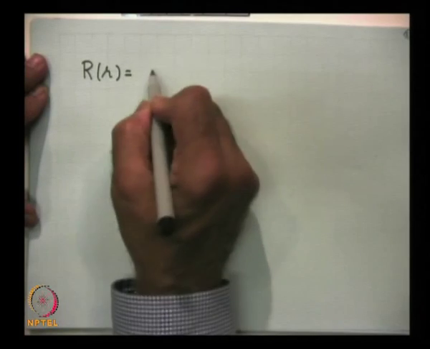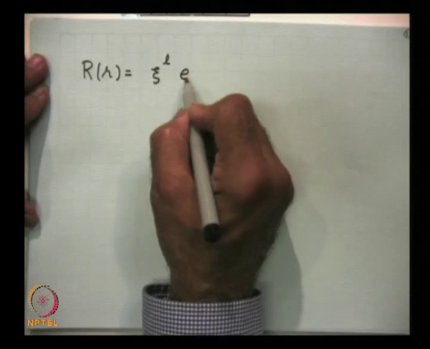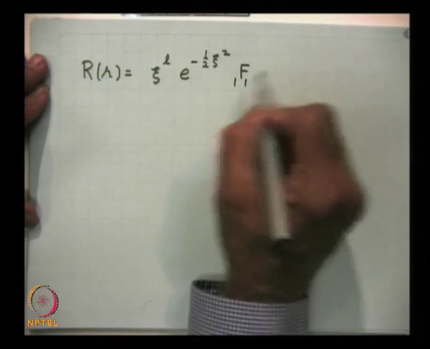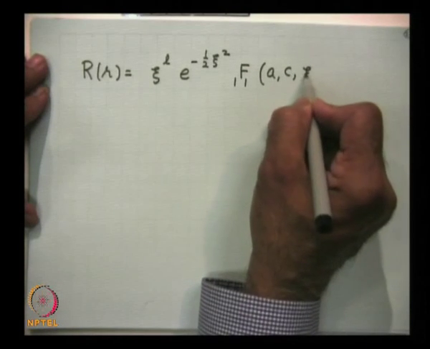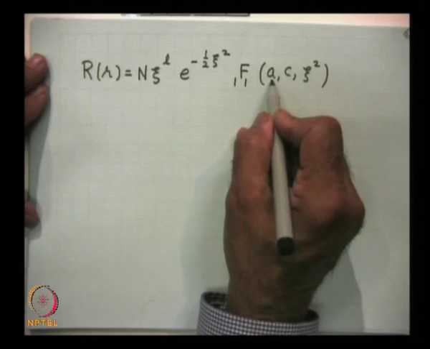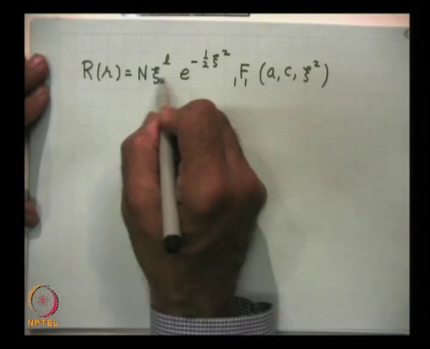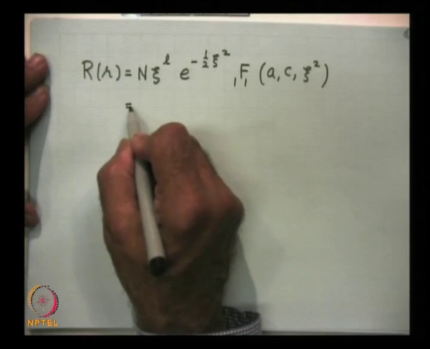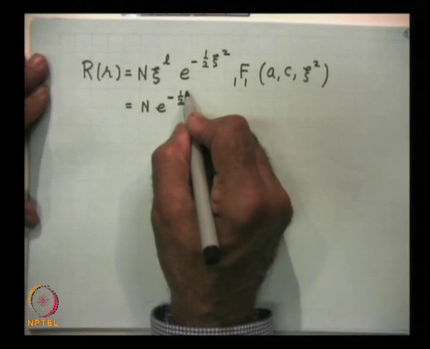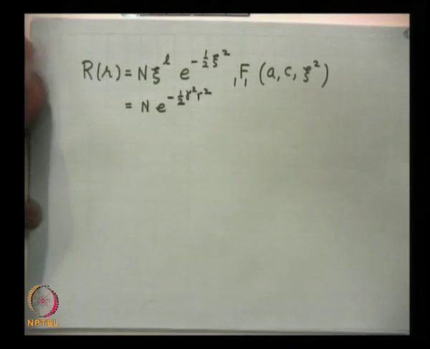So, I write this down once again. R of r will be xi to the power of L e to the power of minus half xi square 1F1 a comma c comma xi square. If a is 0, with a normalization constant, this is 1 and L is 0. So, this is just N into e to the power of minus half gamma square r square. This is my wave function.